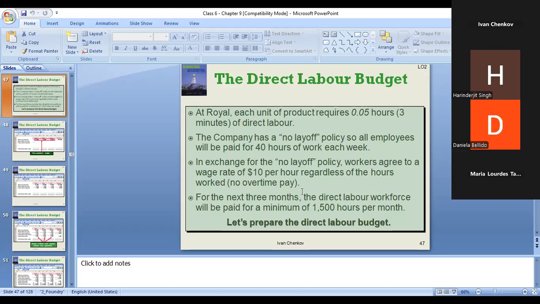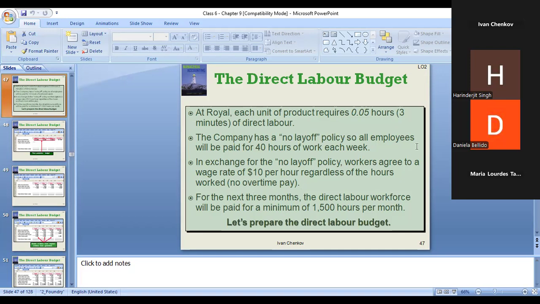So what they're gaining is that if they work less than 40 hours, they're paid a minimum of 40 hours, but they're sacrificing if they have to work more than 40 hours, they're not going to be paid overtime. So the additional $5, they're losing that. So it's a kind of fair thing. The other thing is that every month they're going to be paid a minimum of 1,500 hours. So if the total hours is below 1,500 hours, they're going to be paid 1,500 hours. But if they're above, they're going to be paid the actual hours.